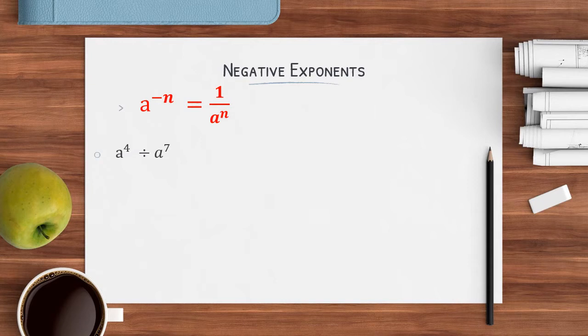For example, we have a raised to the power of 4 divided by a raised to the power of 7. In division of exponents, we subtract: a raised to the power of 4 minus 7. So we have a raised to the power of negative 3. Change it into a fraction, so we have 1 over a raised to the power of 3. As you can see, the exponent 3 is positive. Again, to change negative into positive, make it into a fraction.